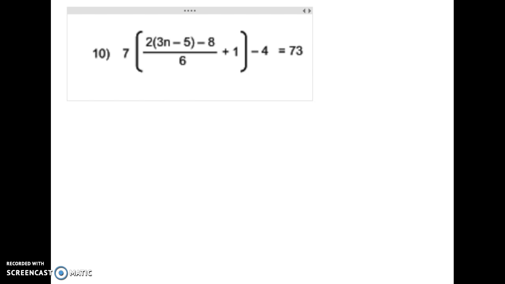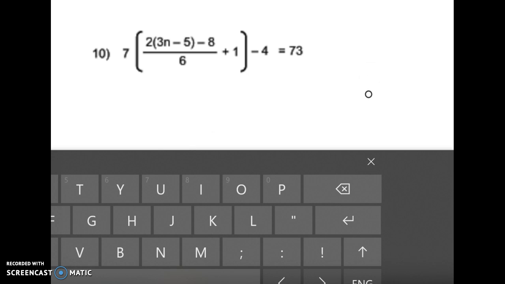Okay, the very last one that I think when Year 9 see this, they kind of freak out and go, no, I can't solve that. Well, actually, you can.